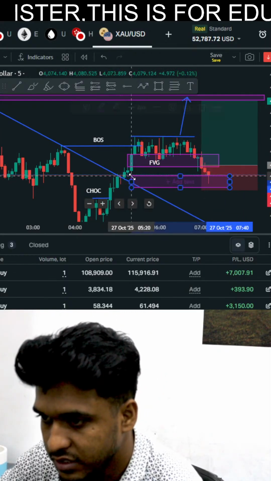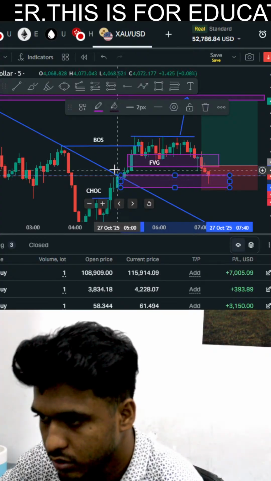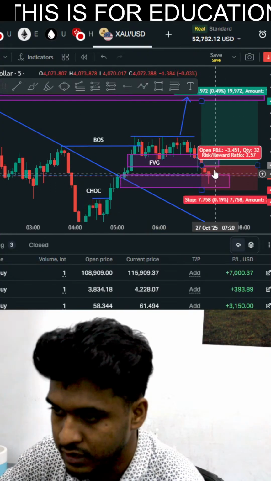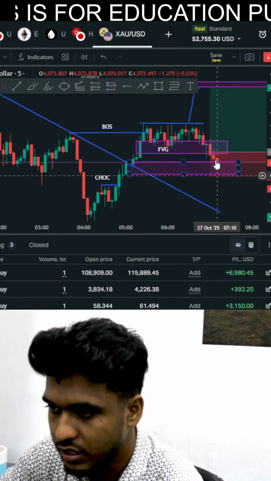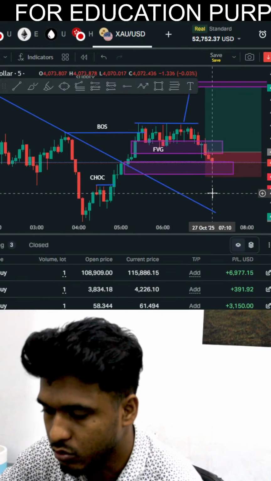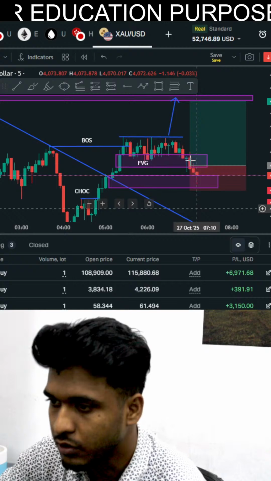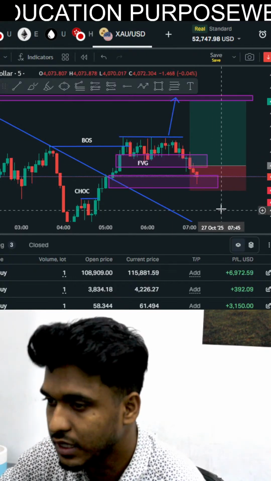So here we can see that there is an order block, this zone. The market tapped this zone area and it started a little bit of an upside move. I took a trade and I cut it because I don't want to hold. Okay, when it comes again to the same zone, we can enter again.